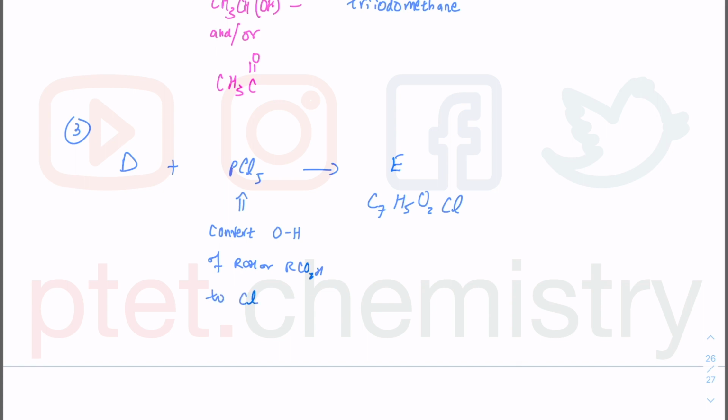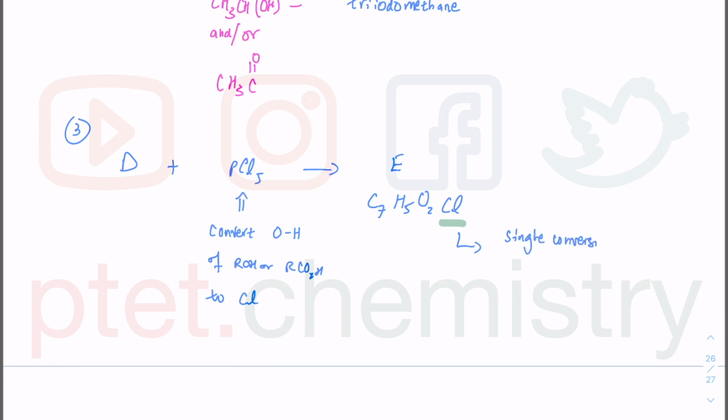How about observation number 3? Compound D reacts with PCl5 and you get compound E, which is C7H5O2Cl. This converts the alcohol. In fact, it's not just alcohol, it could also be carboxylic acid, to basically convert the OH of alcohol or carboxylic acid to Cl. So basically, if you have alcohol, then you will get halogenoalkane. If you get carboxylic acid, you get acyl chloride. Okay, but here you have 1 chlorine. So what does this tell you?